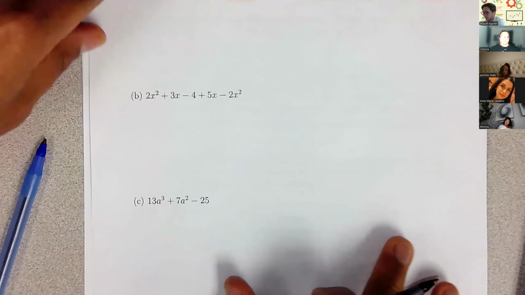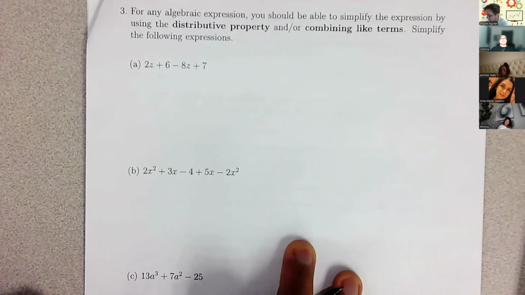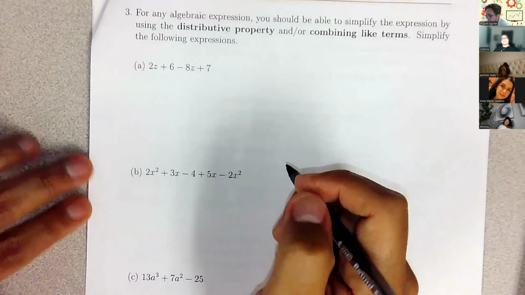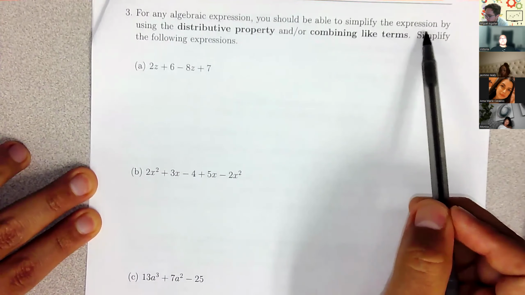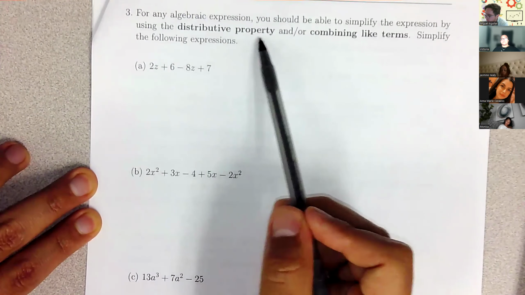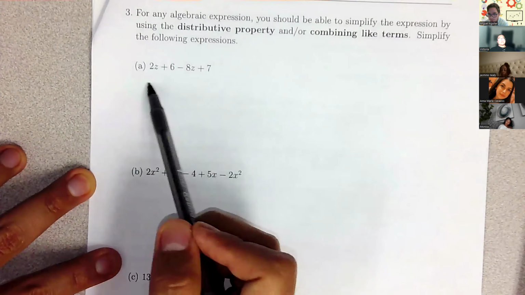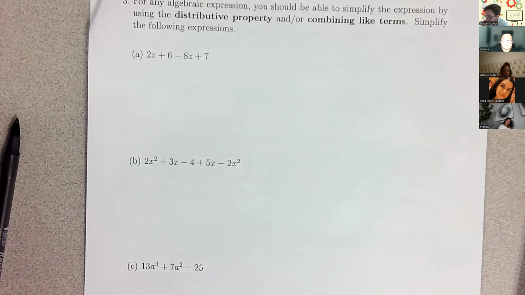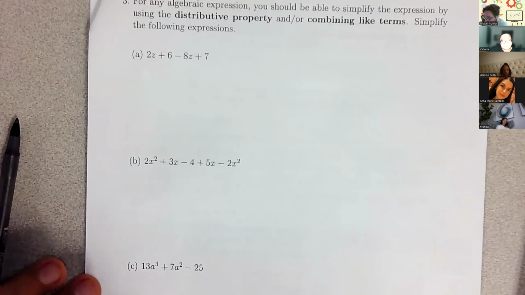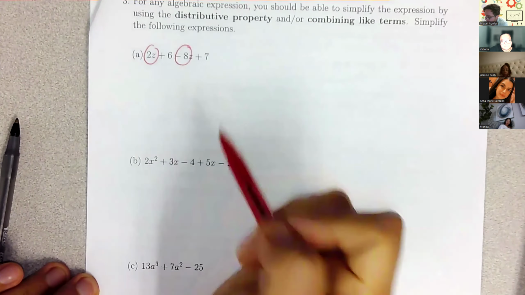Okay, so let's get to the next few problems here. We have 3 more, and then 4 more on the next page, but we're making light work of this, so it's not that big a deal. This one says, for any algebraic expression, you should be able to simplify the expression by using the distributive property or combining like terms. Just some extra practice here. Looking at this first problem, do I have like terms that I can combine? Yes. Which ones are they? 2z and -8z. Okay, so what is 2z minus 8z?